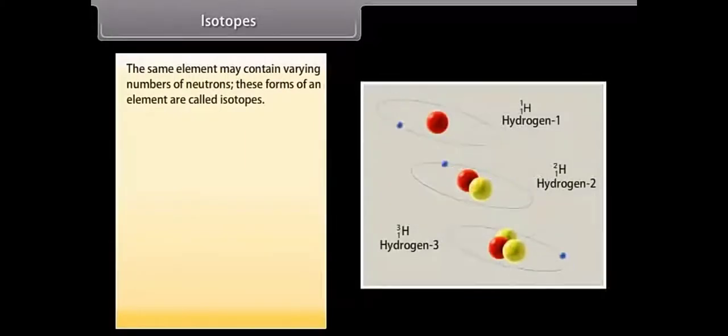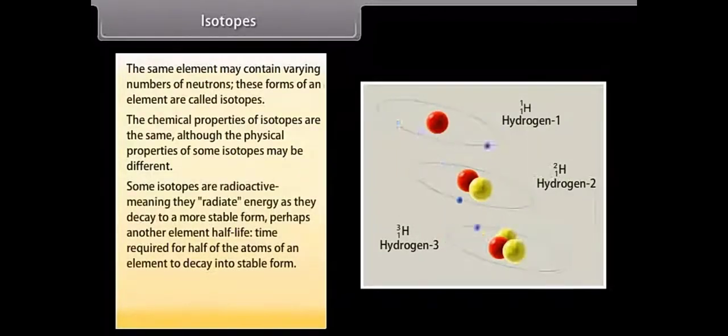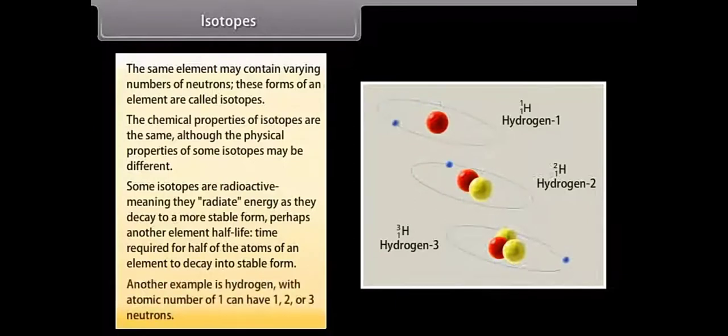Isotopes. The same element may contain varying numbers of neutrons. These forms of an element are called isotopes. The chemical properties of isotopes are the same, although the physical properties of some isotopes may be different. Some isotopes are radioactive, meaning they radiate energy as they decay to a more stable form, perhaps another element. Half-life: time required for half of the atoms of an element to decay into stable form. Another example is hydrogen, with atomic number of 1, can have 1, 2 or 3 neutrons.